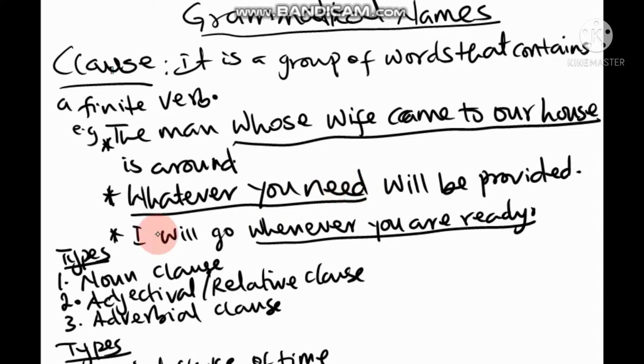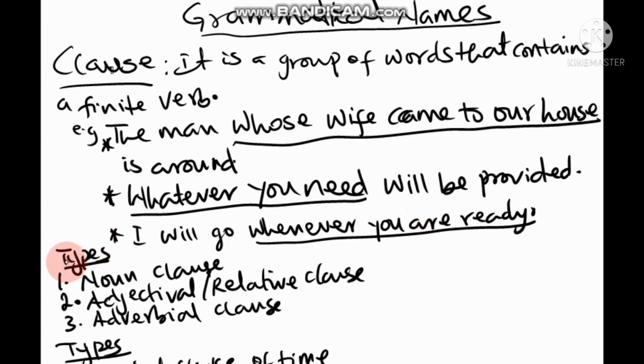Also, if you look at, I will go whenever you are ready. The underlined part is whenever you are ready. Now, whenever you are ready contains a finite verb, are. Are is present tense plural. Very soon we'll come back to find out what we actually mean by finite verb. But just know that a clause must contain what is called a finite verb.